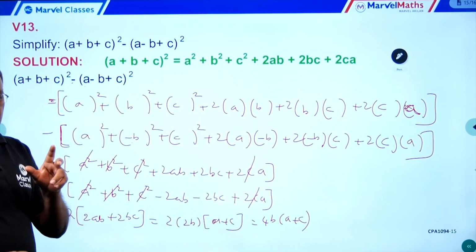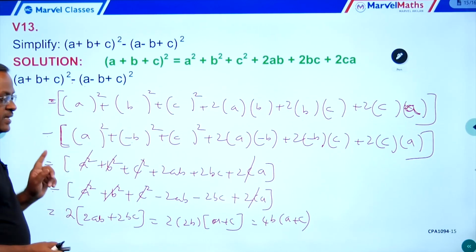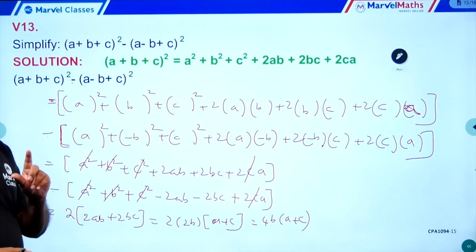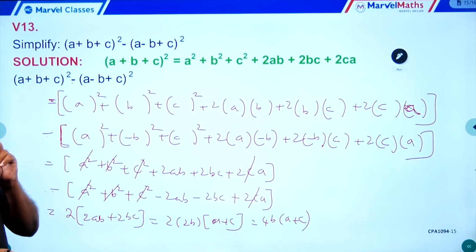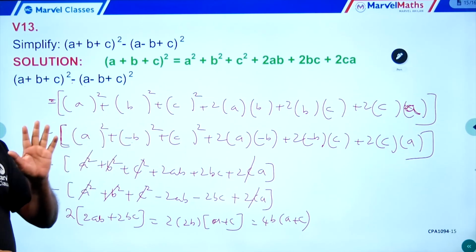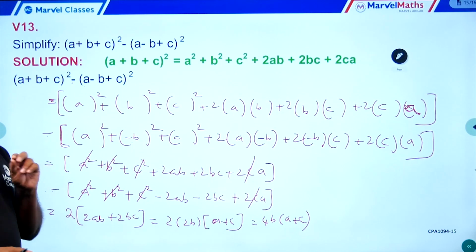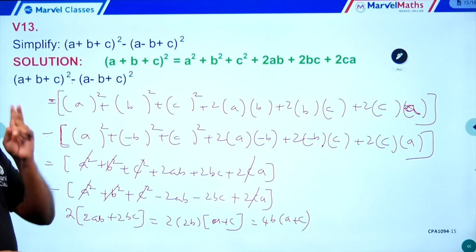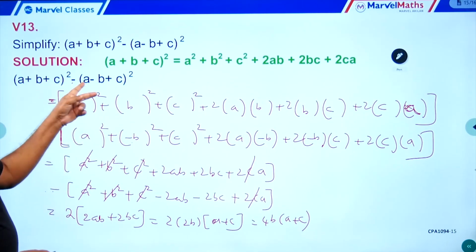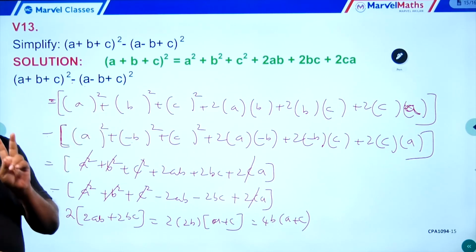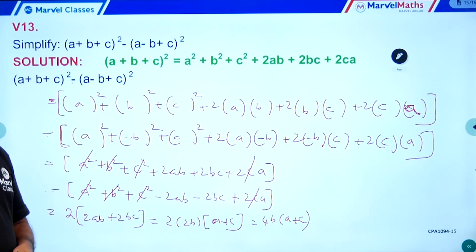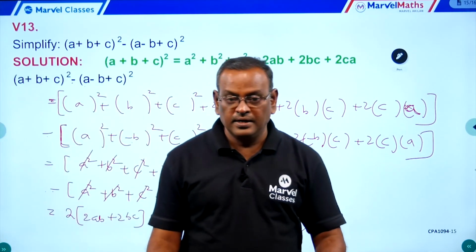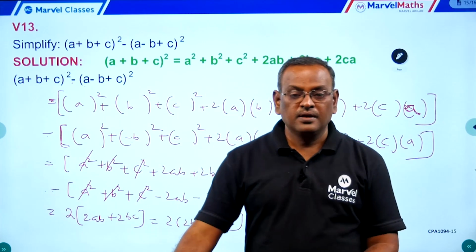So very important advice. Whenever the middle sign is minus, focus on the like terms. Like terms will get cancelled. If the middle sign is plus, unlike terms get cancelled. These two are the very important tips for two terms, both being squares of trinomials. So this is one of the very tough questions in section C or D, depending upon the question paper. Okay, thank you.